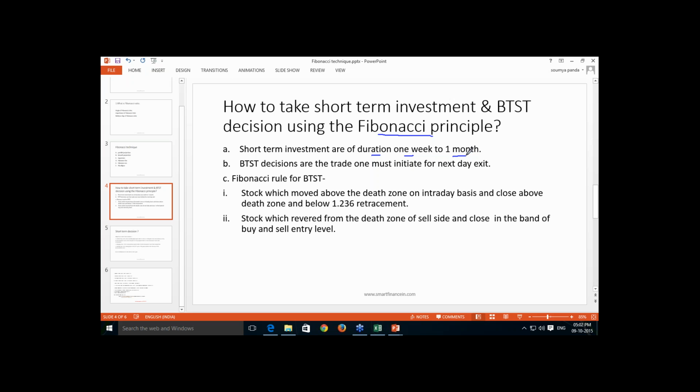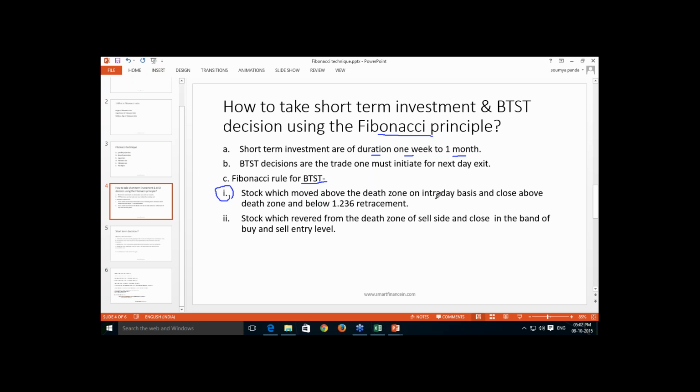So whenever you are making a short-term investment decision or BTST decision, the decision is more critical. It is more exposed to external risk, so we have to be very careful in choosing. However, Fibonacci helps us a lot in deriving this. Whenever you are deriving the BTST or STBT decision, buy today, sell tomorrow, you need to look into these two rules very carefully.